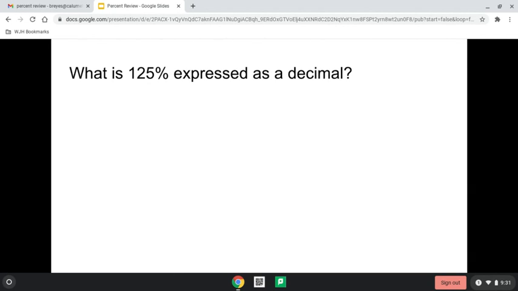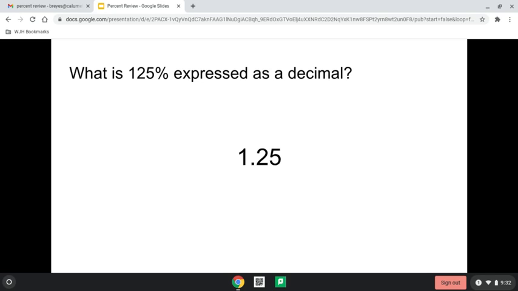Now it's your turn. What is 125% expressed as a decimal? Follow the same process and rewind to earlier if you need to. The answer is 1.25.